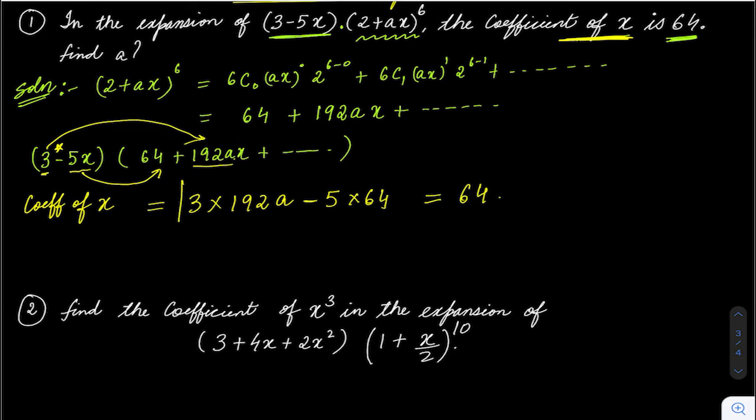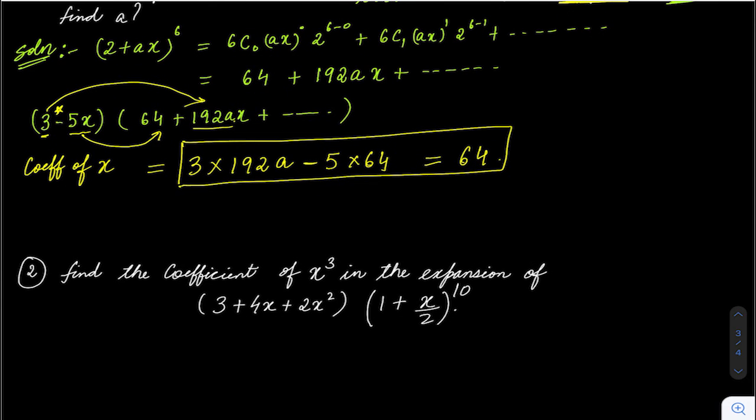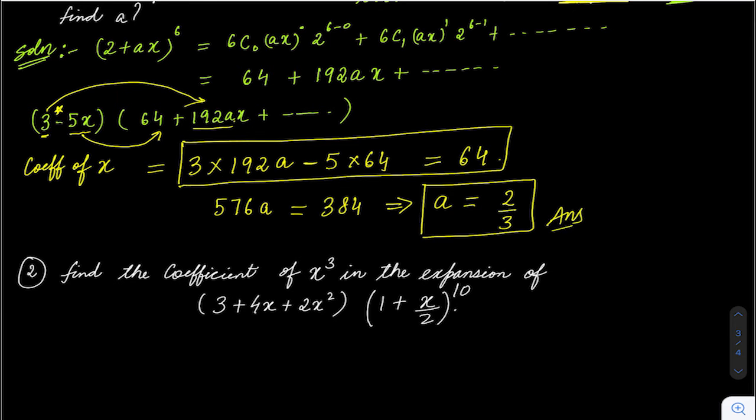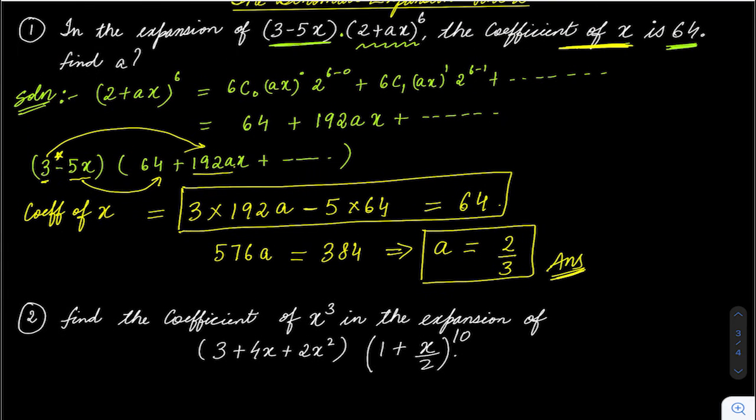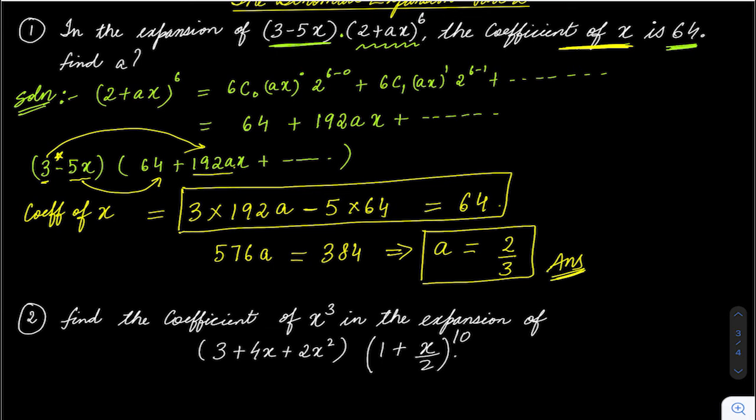So basically this is now our equation in A. We will simplify this and find the value of A. So let's simplify this. 3 times 192, that is 576A. And this will be 6 times 64. So that is nothing but 384. And it is giving us A as 2/3. So this is our answer. If A is 2/3, then coefficient of x will be 64. So this is how you can solve these questions.